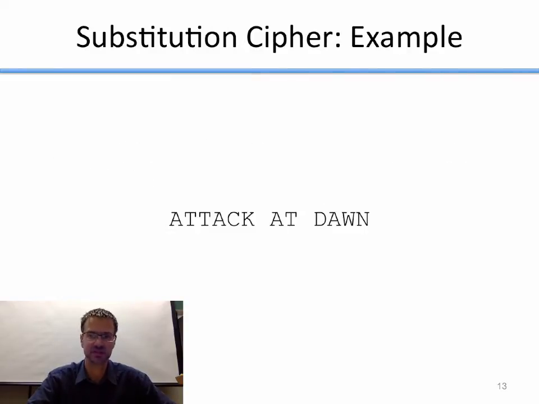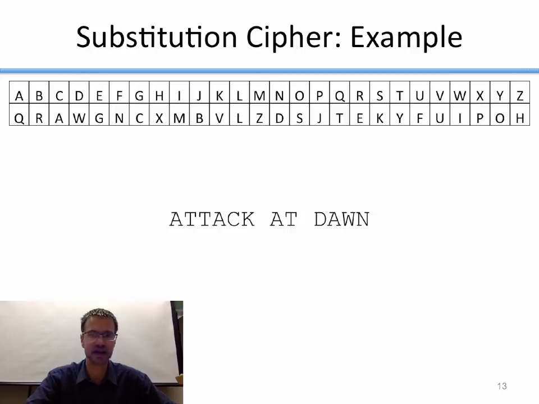Let's do an example. My message is attack at dawn. Here's my random ordering of letters to produce my substitution cipher key. So how do I do this encryption? Okay, well, I'm going to say attack at dawn. So I go, okay, A becomes Q, T becomes Y, A, I already know becomes Q, C becomes A, K becomes V, and if I continue, I get a message like that.